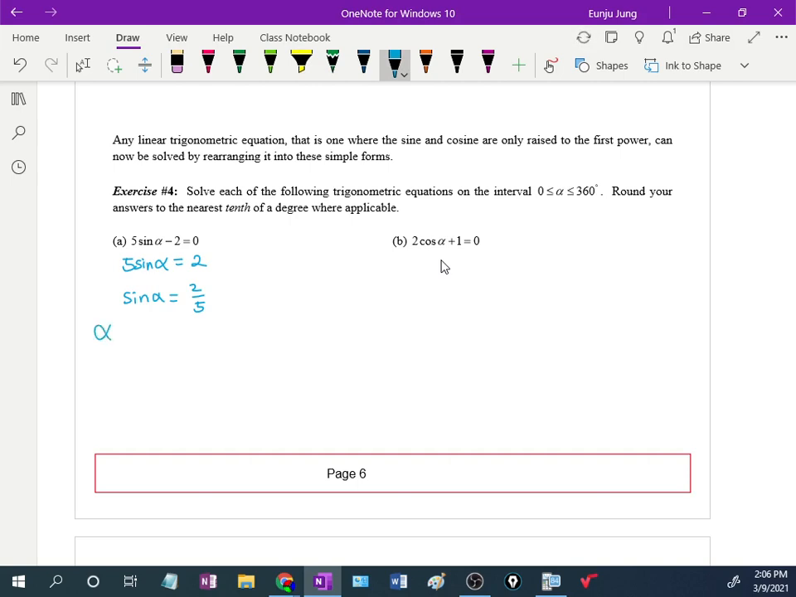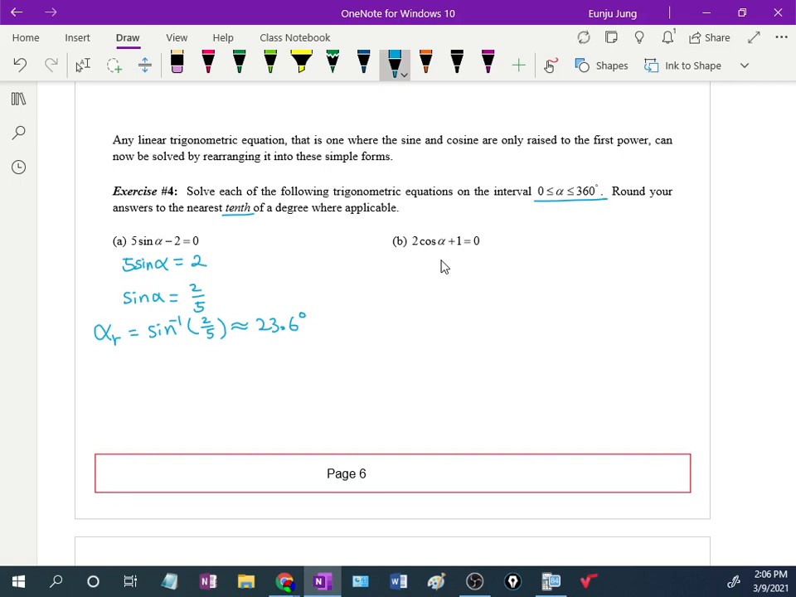Since I have alpha as the unknown, can I label alpha R for reference angle? Let's use the inverse function with positive input, and then we can get the reference angle. Let's follow the directions and use the nearest tenth place. So inverse sine of 2/5, and you have a reference angle of about 23.6 degrees. Make sure you're using degree notation when you're dealing with degrees.